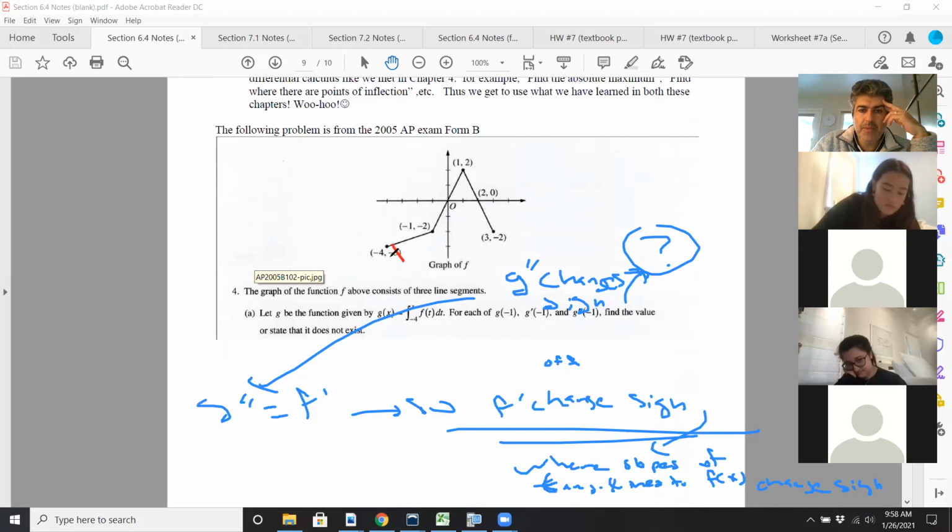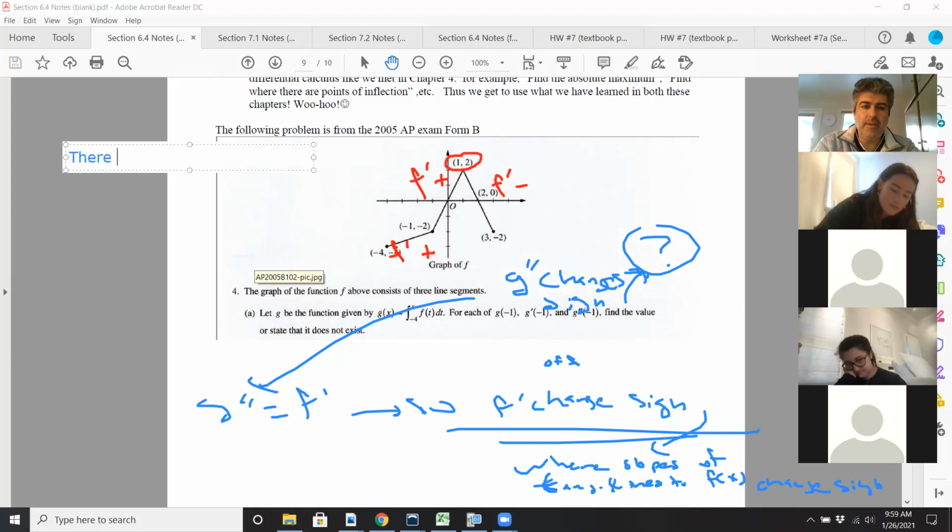F prime is positive here. F prime is negative there. So where does the slope change sign for the graph of f? Right there. So that's what you're going to say at x equals 1. So here's how you would type this actually using the proper language.